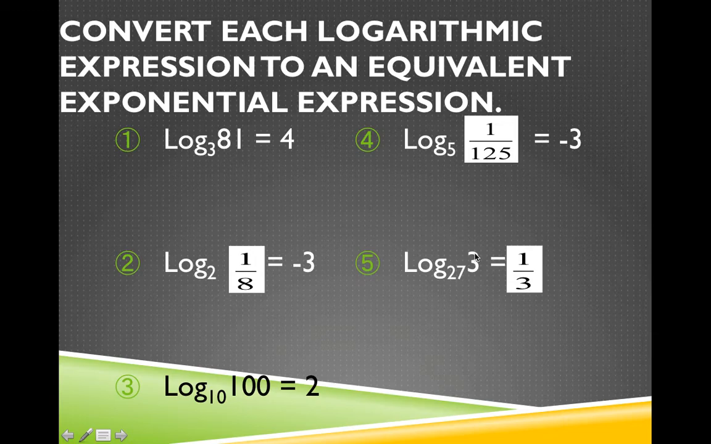Okay, now let's look at what all those look like. 3 to the 4th equals 81. 2 to the negative 3rd equals 1/8. 10 to the 2nd equals 100. 5 to the negative 3rd equals 1/125. 27 to the 1/3 equals 3. This is changing from our logarithmic form to our exponential form.